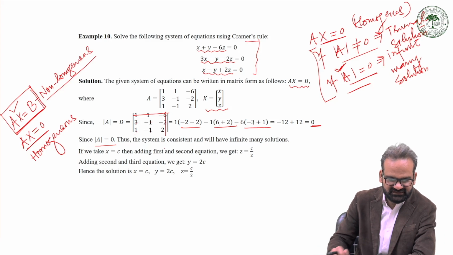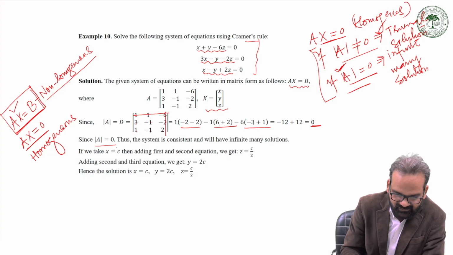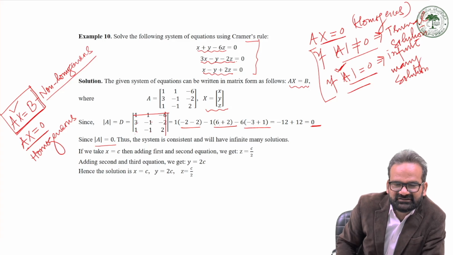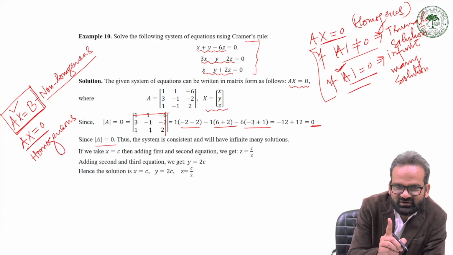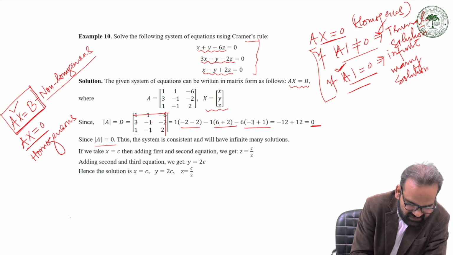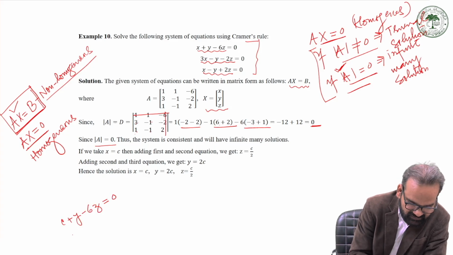So see here, the process is what? If we take x equals c, right? We have three equations. If we take x equals c and solve equation 1 and equation 2, see what will happen. Put x equals c in equation 1 and x equals c in equation 2 and then solve these two equations. See, x equals c means c plus y minus 6z equals 0, this is equation 1, and equation 2 will be what?